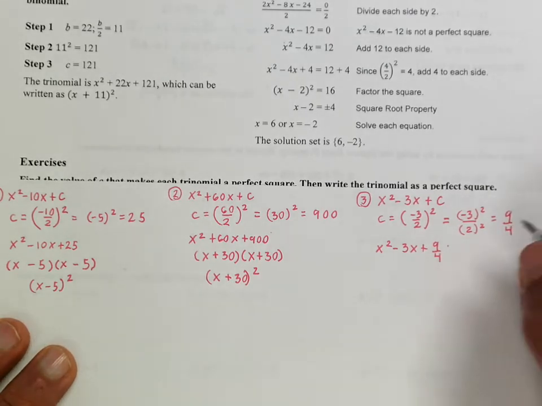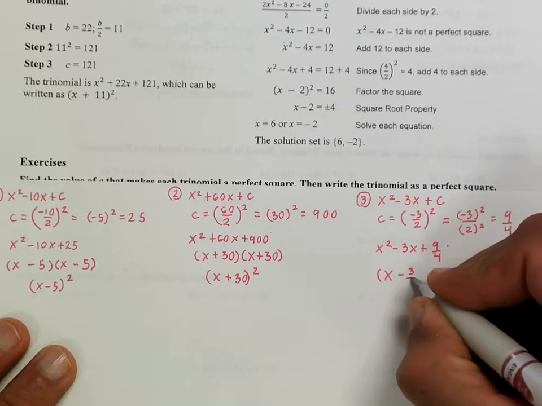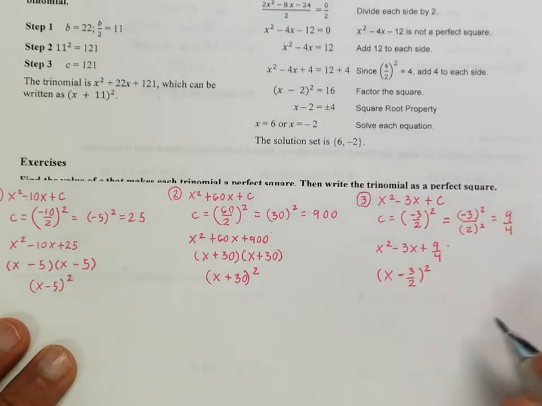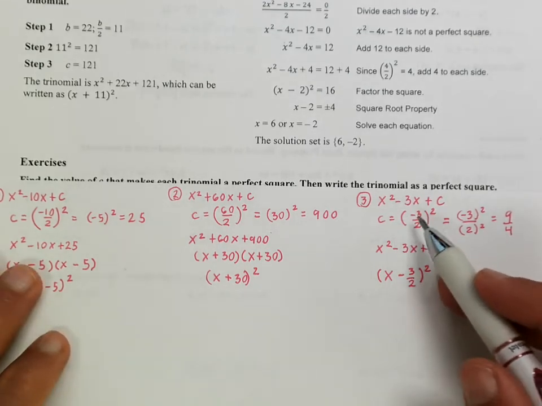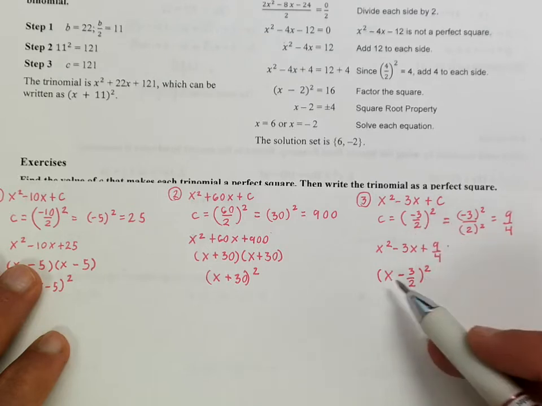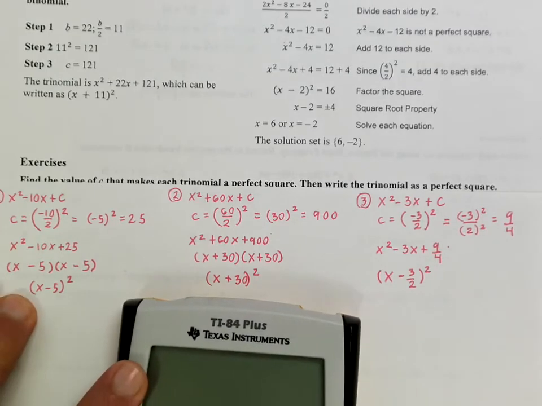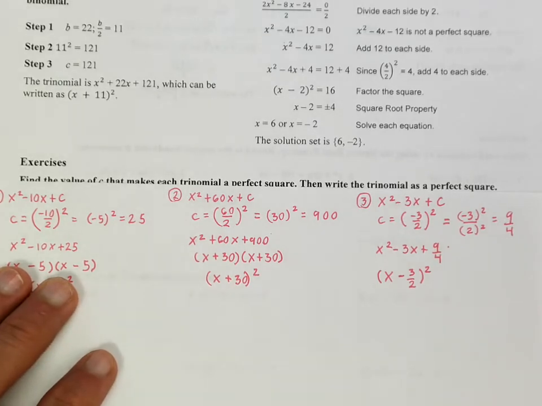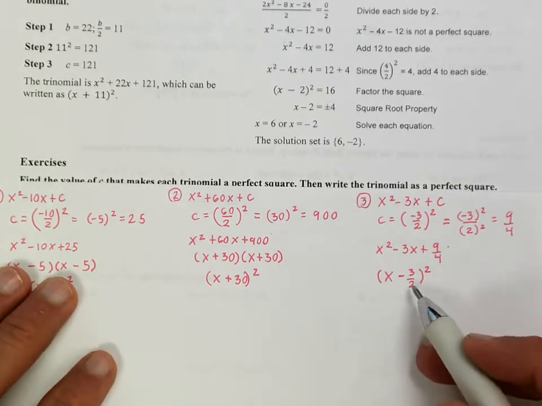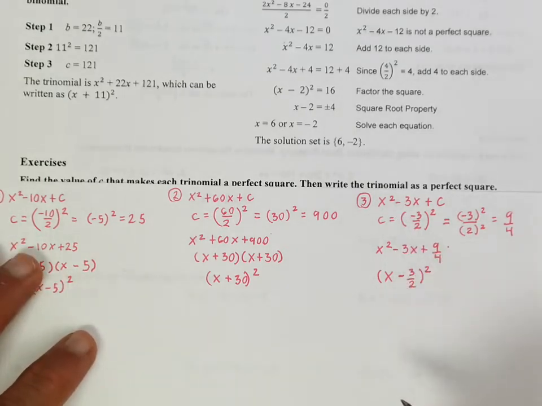Now I'm going to rewrite this as a perfect square, and I'm going to write it like this. The reason I was able to do this so fast without even factoring is that I'm just looking at the inside of this before I square it. So before I square it, I can write this as x minus 3 halves squared. Remember that 3 halves times 3 halves is 9 over 4, and if I have negative 3 halves plus negative 3 halves, that's a negative 1.5 plus a negative 1.5, which gives me a negative 3. So that's how you do those.